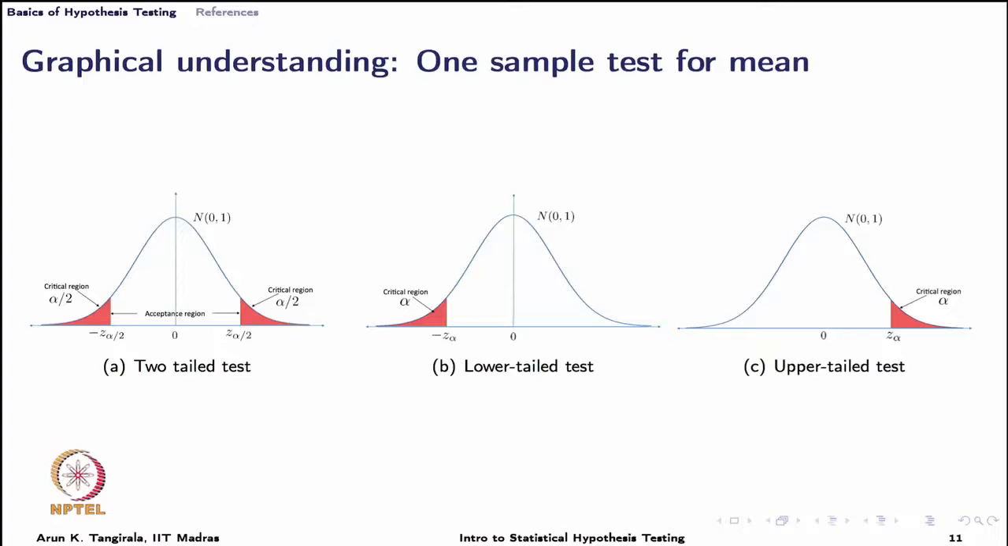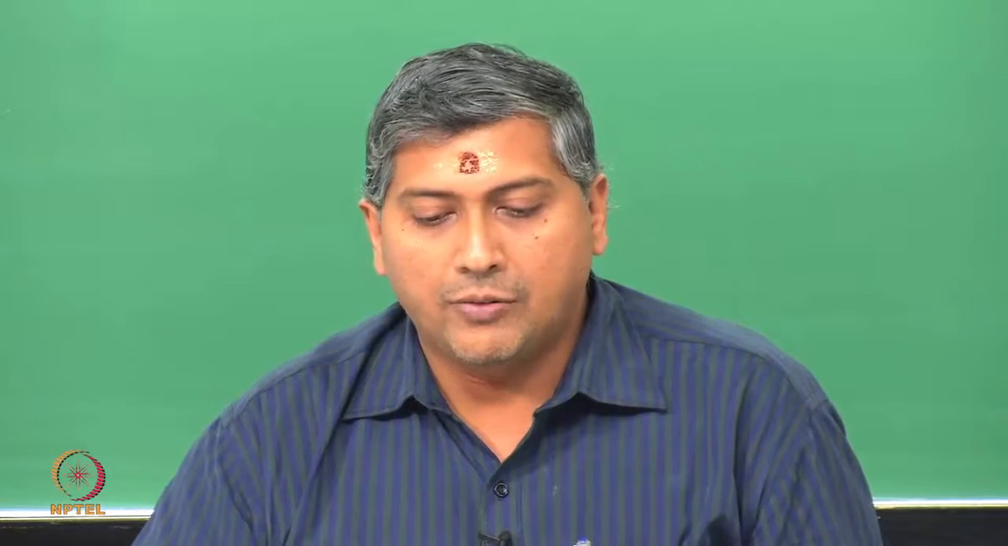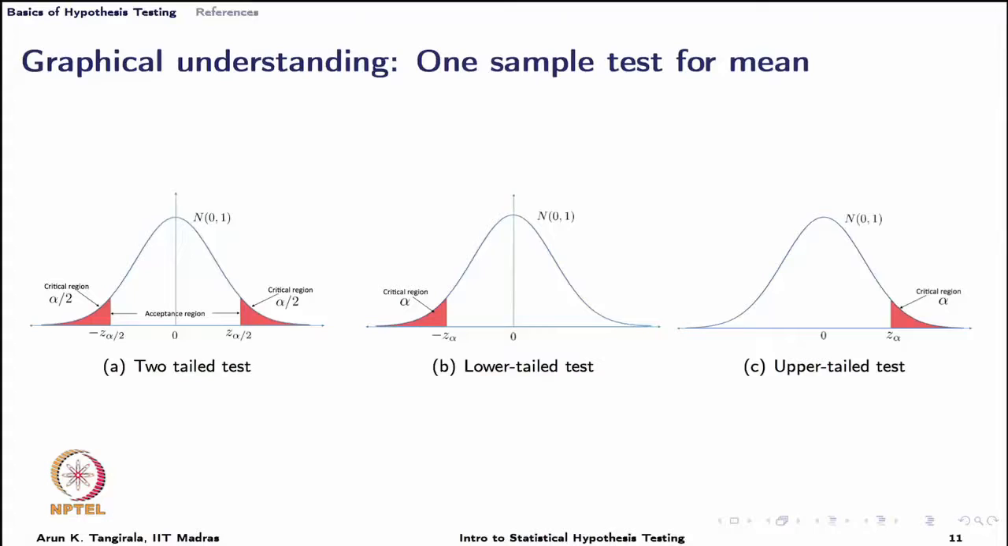What we are saying is, in a two-tailed test, you will have critical regions to the left and right of the postulated value because of the nature of the alternate hypothesis, whereas in a lower tailed or left-sided test, the critical region is to the left of the postulated value, and in the upper tail test, naturally the critical region is to the right of the postulated value.